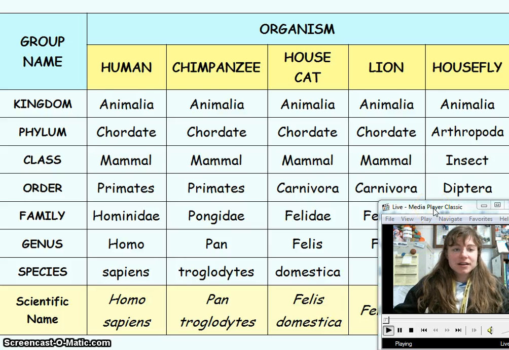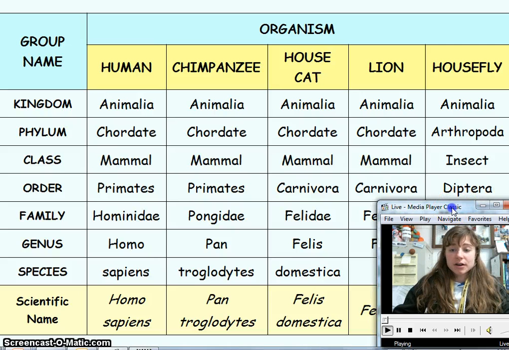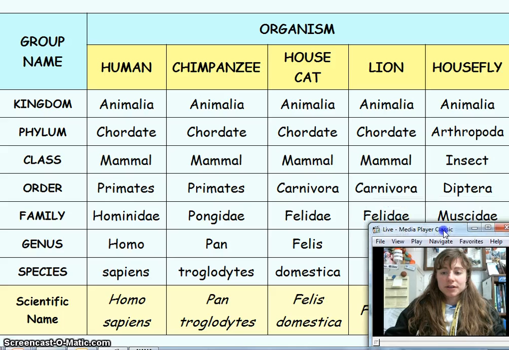All right, as you see here, there are some different taxonomic classifications that are listed out for different common organisms. So take a look at your own human lineage. Take a look at the chimp, the house cat, the lion, and the house fly. And I would ask you to pause the video now so you can take a look at that.